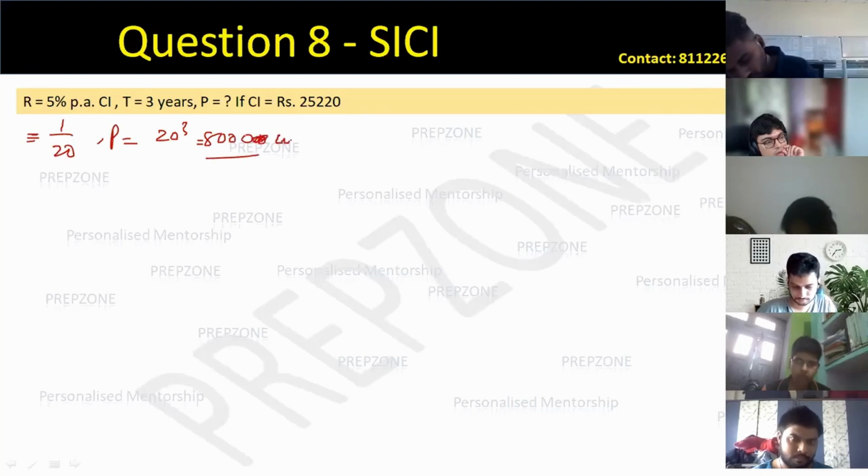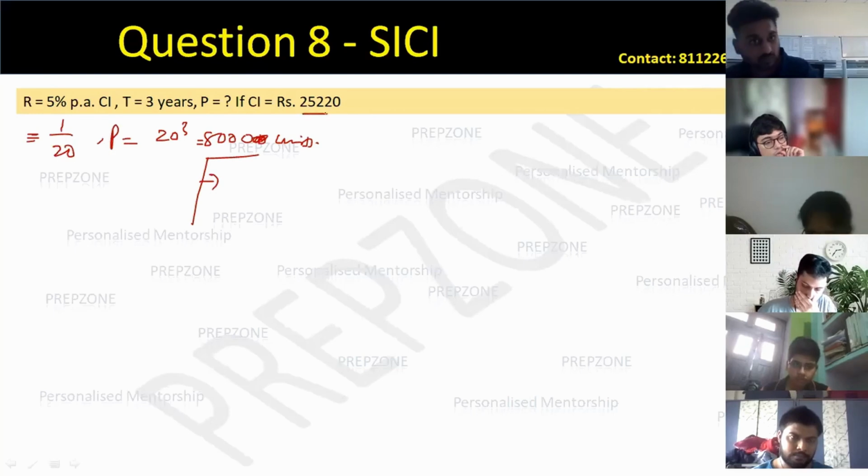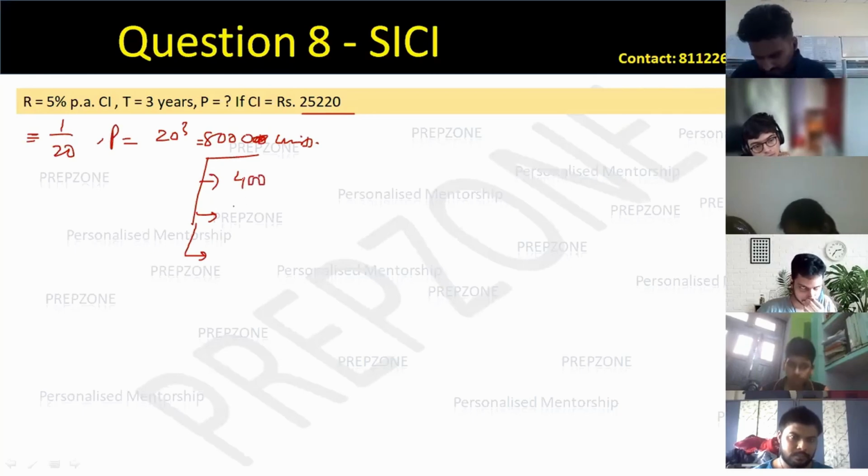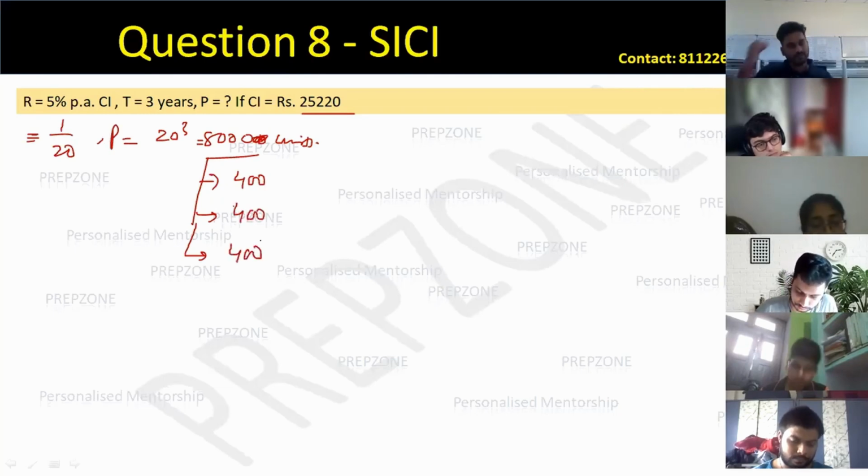8,000 units. Okay. If this is 8,000 units, then how much will the interest be in the first year? Because it is given that I have to find the total compound interest for 3 years. So first year, second year, and then third year. How much in the first year? 8,000 into 1 by 20, which is 400 units. Okay. So 400 is the simple interest. So it will definitely be there in all the years. 400 will definitely be there because it is the simple interest that will be accumulated.